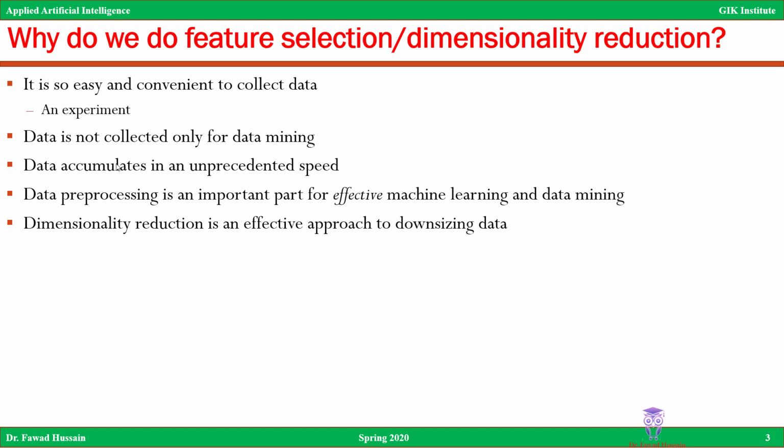As I said, feature selection or dimensionality reduction, we'll talk about what exactly they are in the next slide. But they are a very good pre-processing step, and they are an important part of the overall effective machine learning and data mining techniques. Dimensionality reduction is also an effective way of reducing the size of the data.